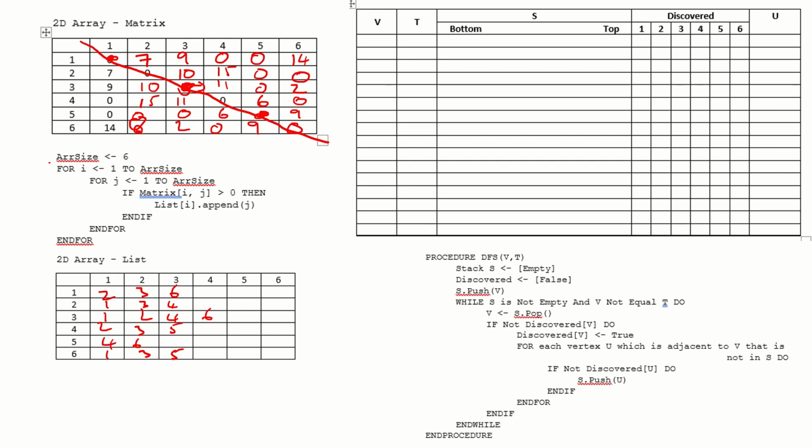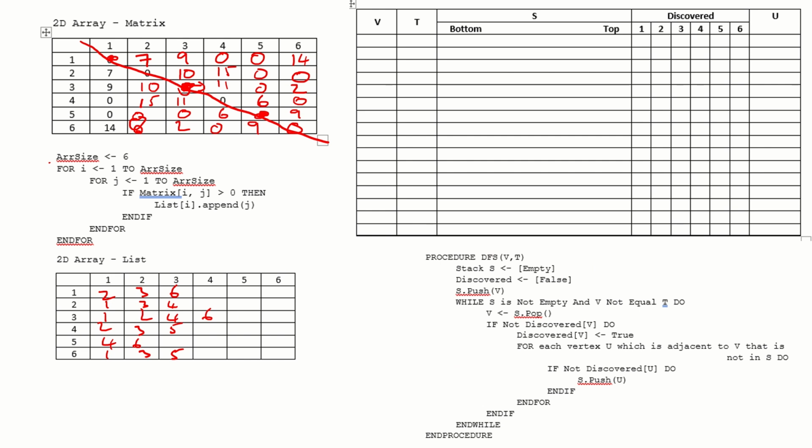And then for each vertex U which is adjacent to V that is not in S. It's even more of a mouthful than in the last algorithm. So we're going to write these in U. But what are we going to write in U? We're going to write in the nodes that are adjacent to V. So that's 2, 3, 6. But only if they're not already in the stack. So we've added an extra level of complexity there. This is not very straightforward code.